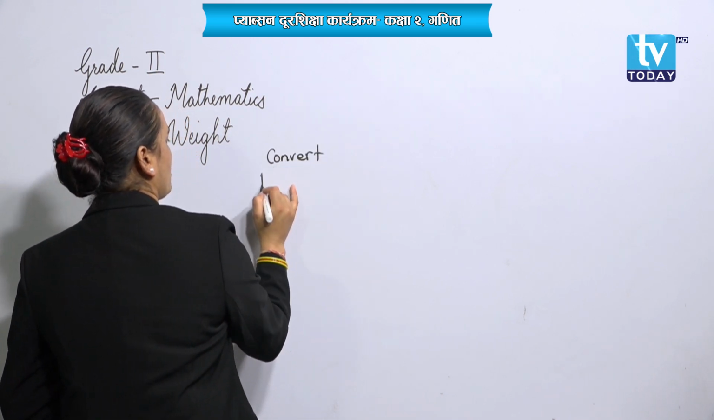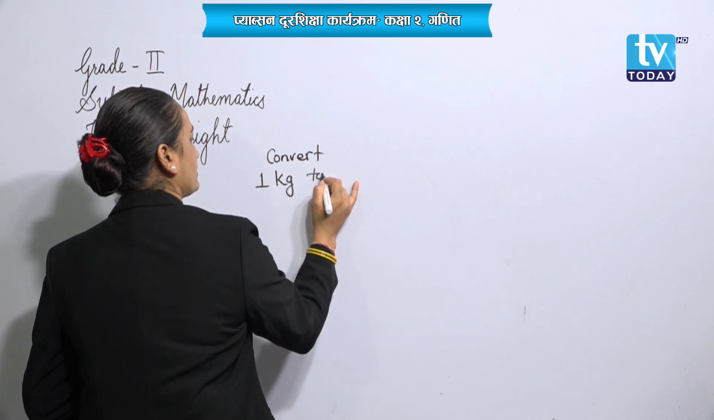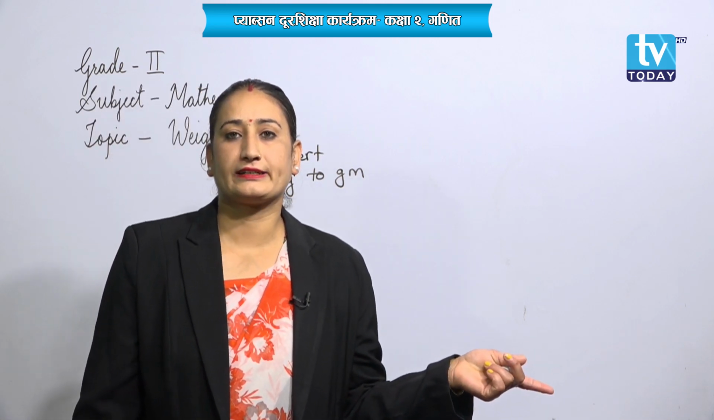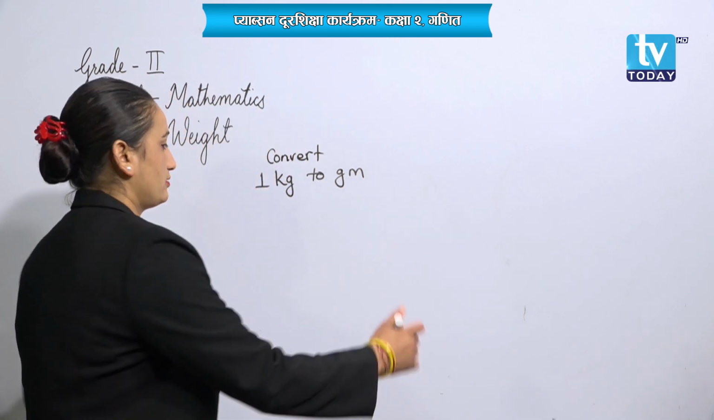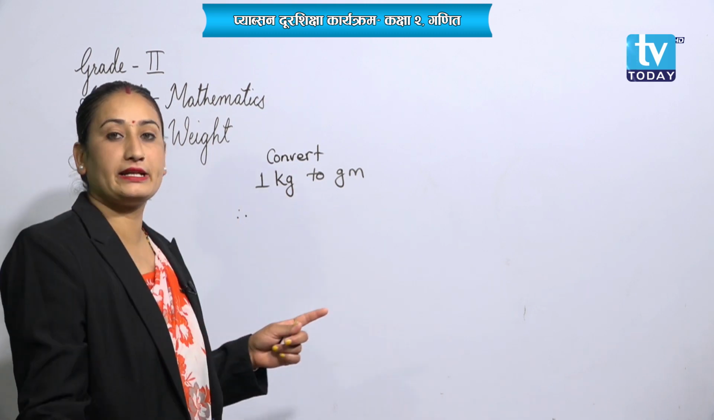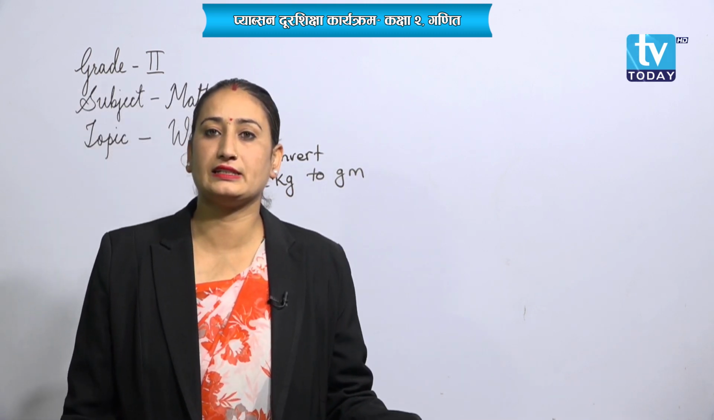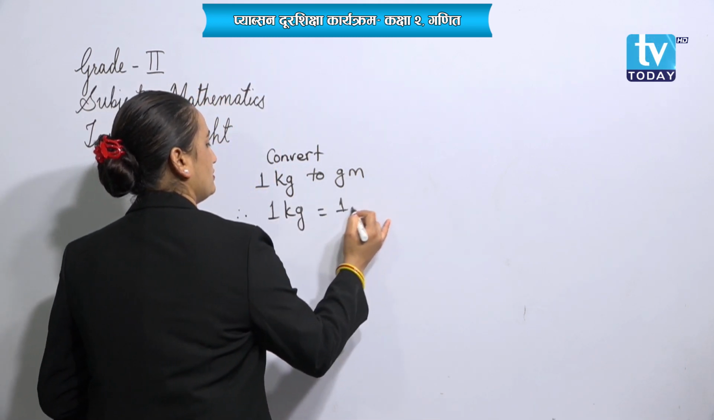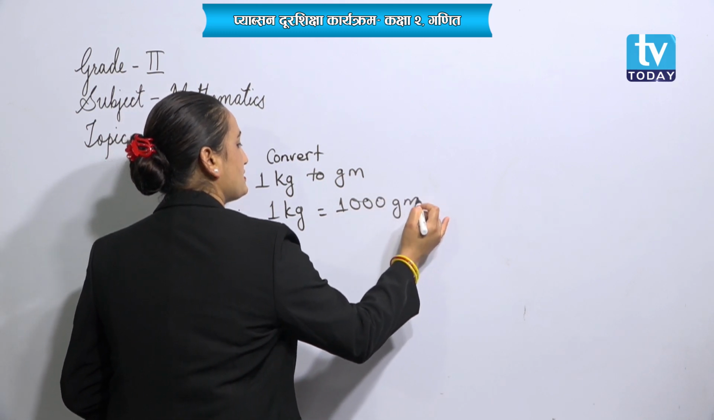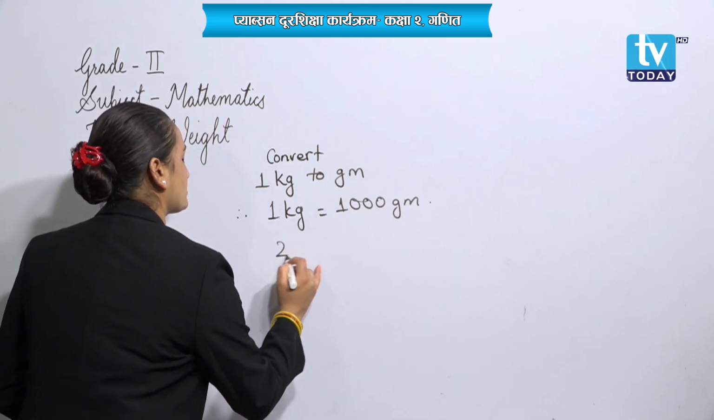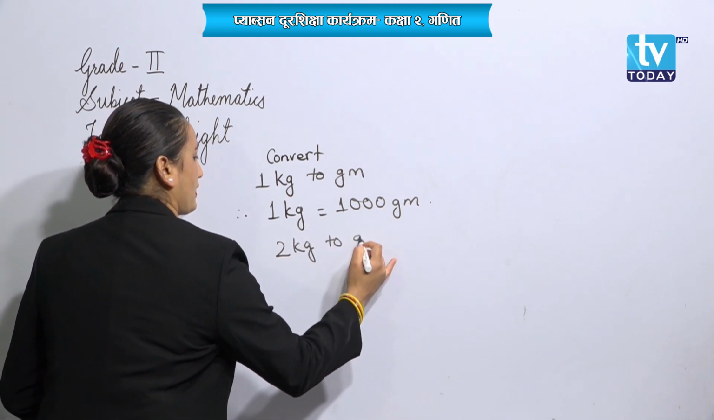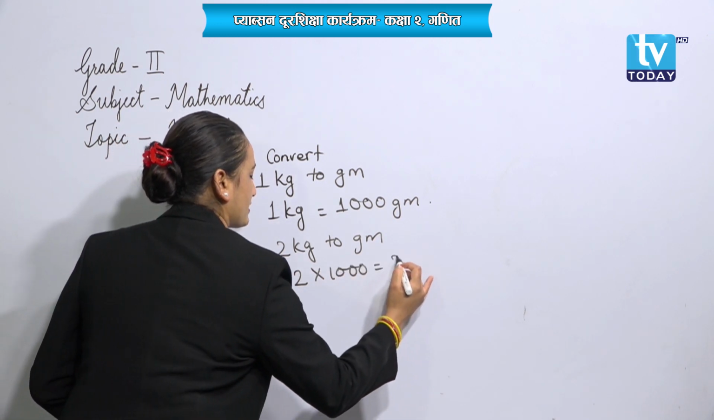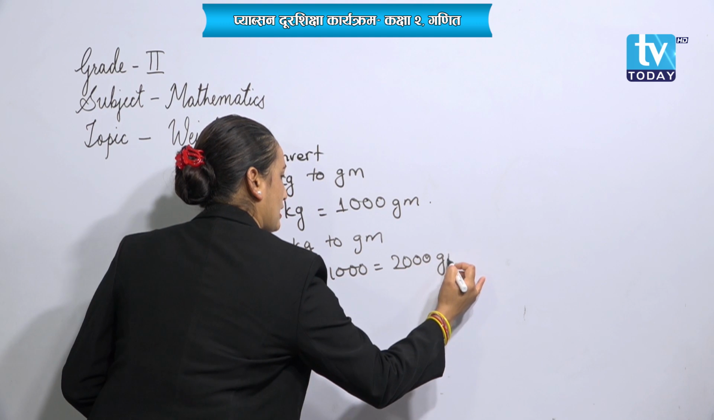Okay, this is the question. Convert 1 kg to gram. So first question is 1 kg to gram. That means how to convert it? 1 kg mean it's obviously 1000 grams. So we can write it 1 kg equals to 1000 grams. Same like here. If I write 2 kg, then it will be 2 into 1000 equals to 2000 gram.